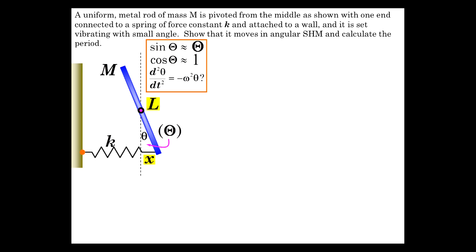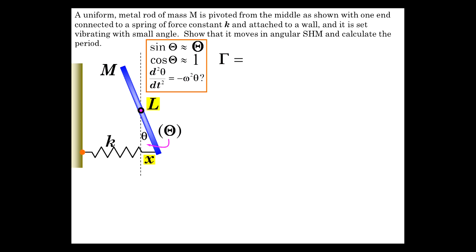Because remember, this constant in simple harmonic motion is negative omega squared. Omega is square root of k over m, right? So the constant itself is just k over m for regular simple harmonic motion. So let's see if it fits that form. That'll establish it one way or the other.